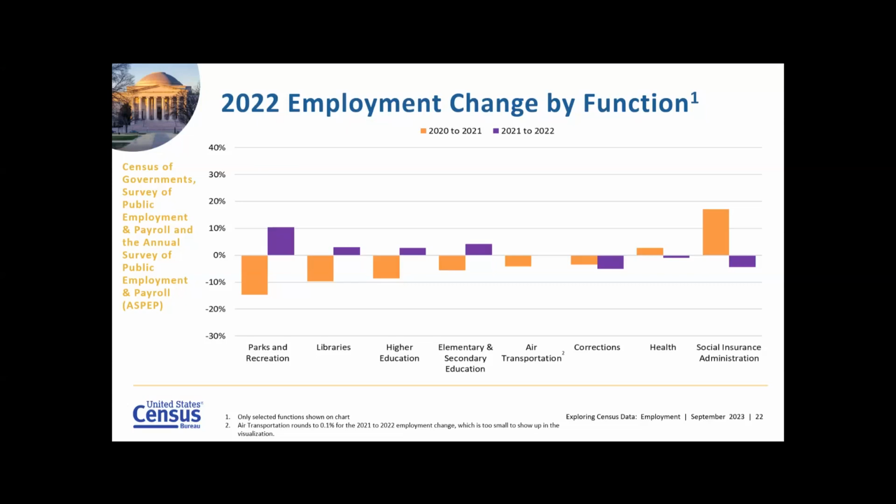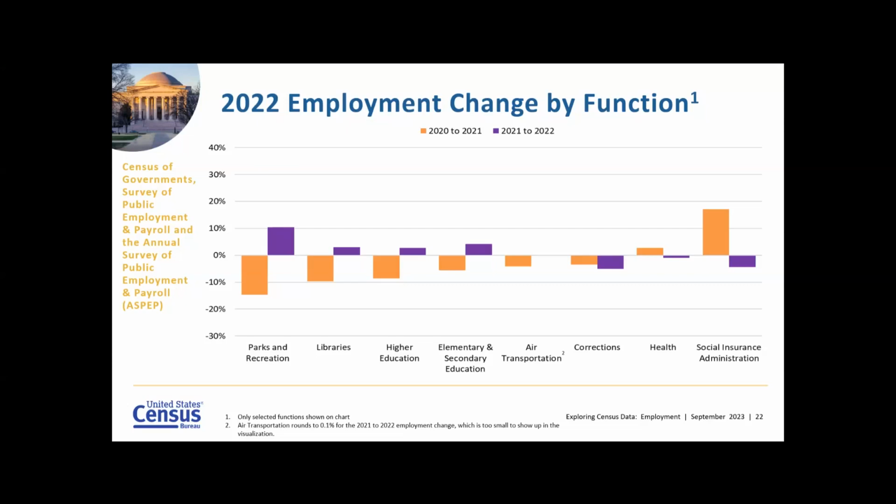Health is interesting because it went up from 2020 to 2021 and then down a little bit from 2021 to 2022. Finally, Social Insurance Administration, this one went way up, almost 20% from 2020 to 2021, and then declined back a little bit from 2021 to 2022.